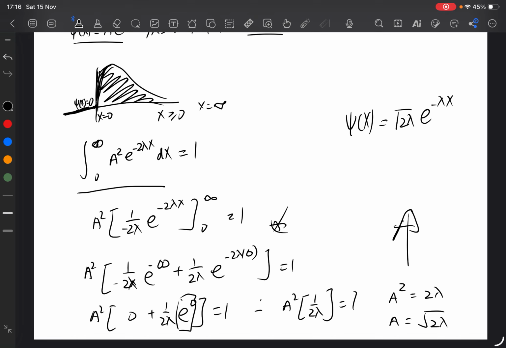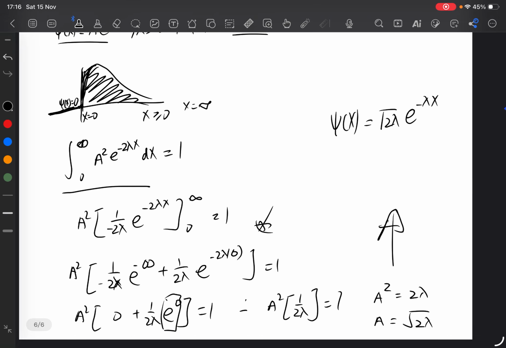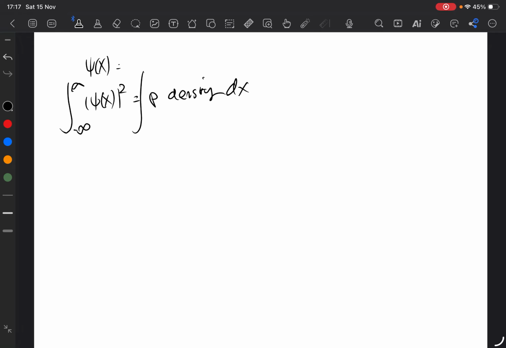And so in summary, we have this wave function, the wave function absolute value squared equals the probability density, and the integral of this dx from negative infinity to infinity will be 1.